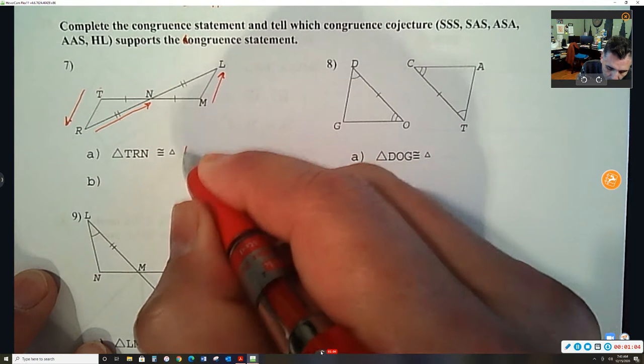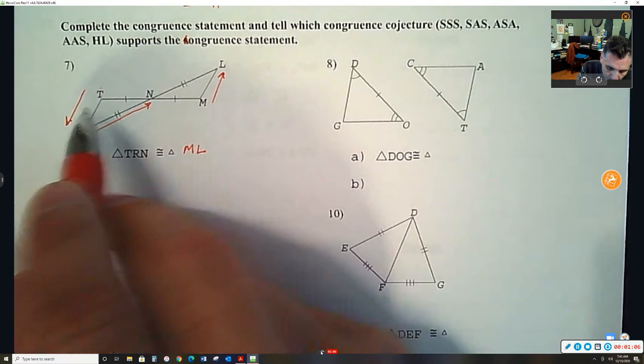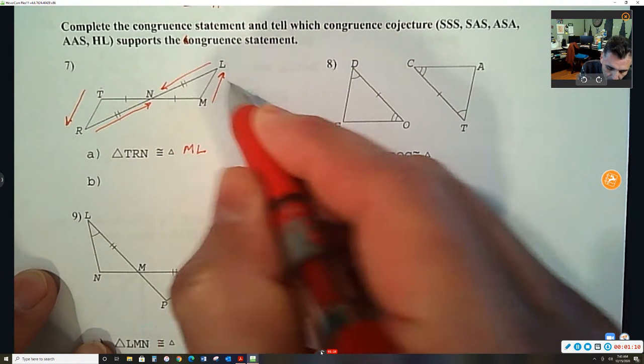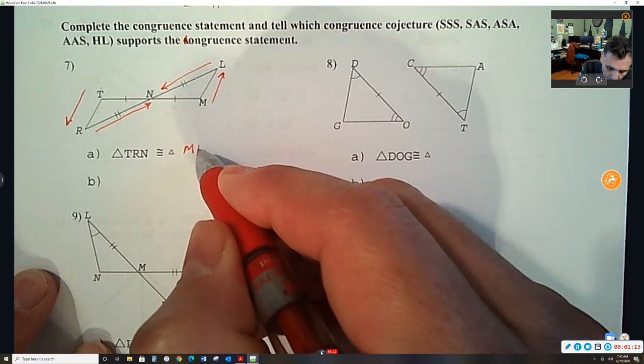So ML has 0 marks. Remember, that's how we started over here. And then if you go across the 2 marks, it goes LN.